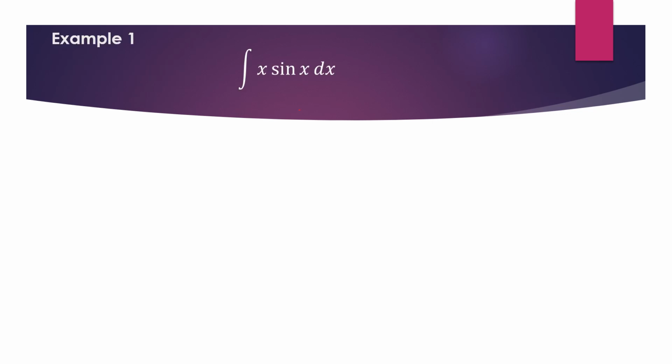Let's do some practice: the integral of x sine x dx. First, we need to choose which part we let u be. According to the LIATE rule, x is algebraic and sine x is trig, so A is in front of T. We will choose u in the order of the LIATE rule. So we let u equal x, and then dv equal sine x dx.